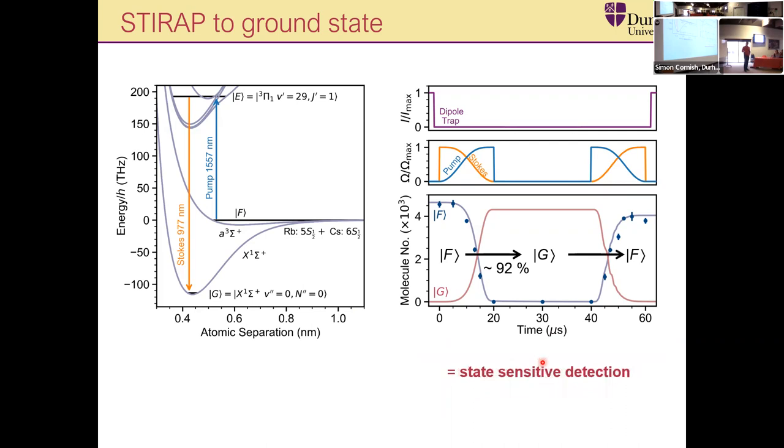And of course, we reverse this, as I said, to go back to the Feshbach molecule. I just want to stress that that's a state-sensitive detection. So anything that happens to the molecule in between, if it changes its state, then we don't see it.